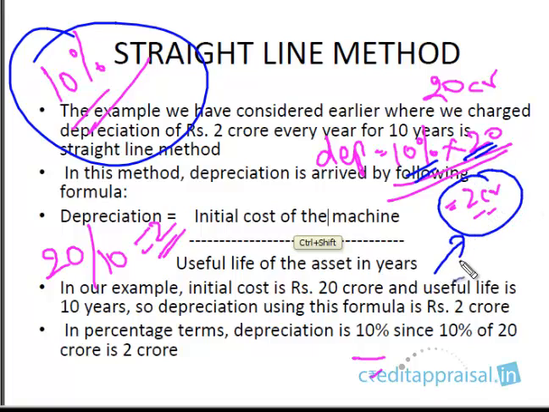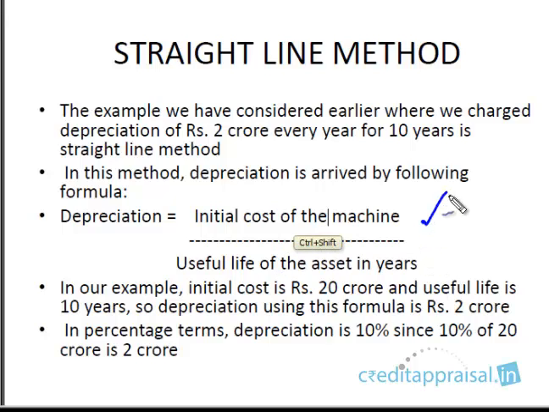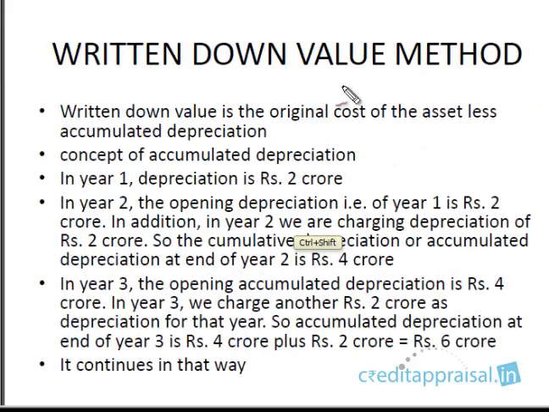Every year you're going to show this depreciation amount in the P&L account. So straight line method depreciation is very simple. The formula is initial cost of the machinery divided by the life of the machine. You're assuming some life of the asset, whether 5 years or 10 years, and you're making a reasonable assumption. Usually this is provided by the supplier. The machinery supplier will have a good idea of the useful life of the machine. Based on that, you arrive at the useful life of the asset and then calculate depreciation using the formula.